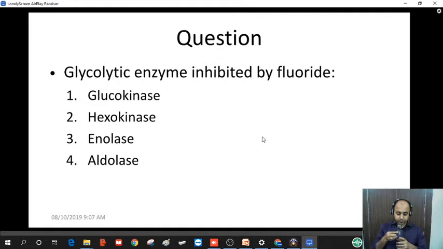Glycolytic enzyme inhibited by fluoride. Your options are glucokinase, hexokinase, enolase, and aldolase. Which of them is the correct answer? Very good. The correct answer is enolase.